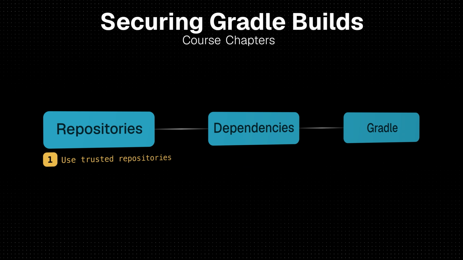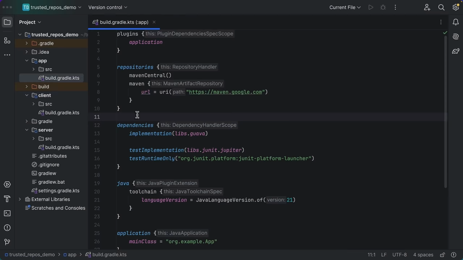In this first chapter, we will learn how projects can be configured to only use trusted repositories that are centrally managed. Repositories can be specified in the repositories block of build files. In a project, there may be several subprojects, each with their own build file. For large projects, different subprojects may be owned by different teams.